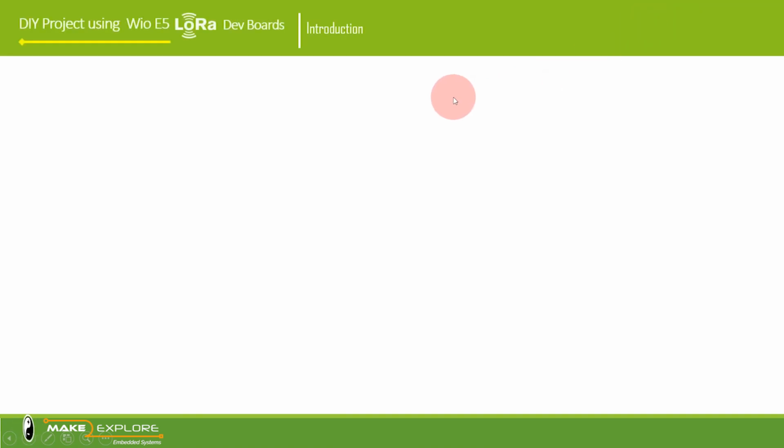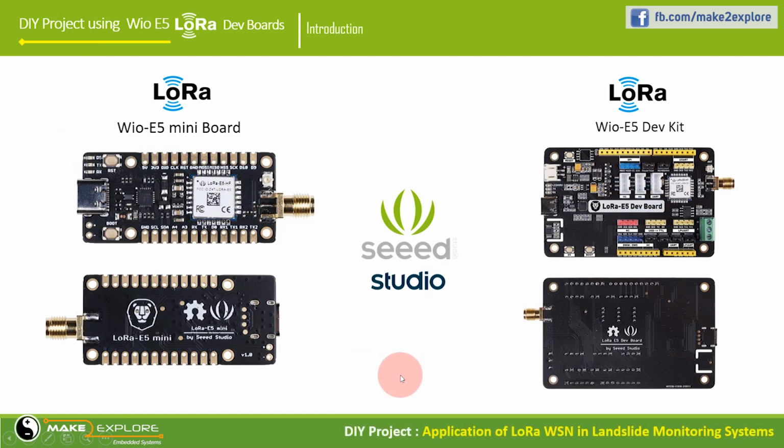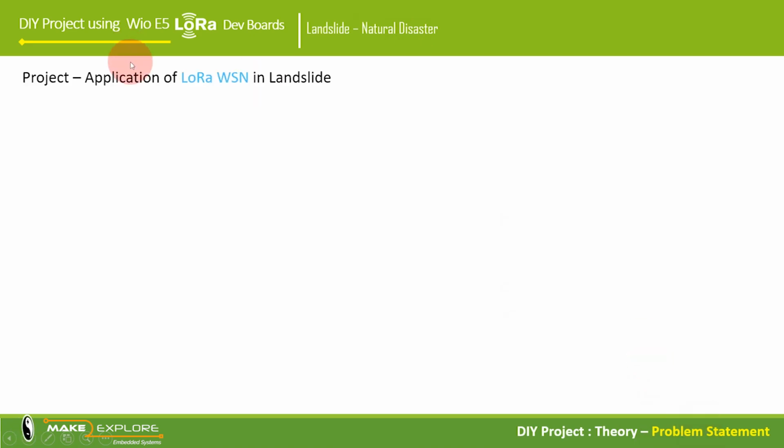In this video, we will see one interesting project based on these two LoRa development boards by Seeed Studio. We have seen their detailed review in the previous part. We will use them to design a DIY project to test the application of LoRa WSN, wireless sensor network, in landslide monitoring or detection systems. But before going into project design, let's know about landslide, a natural disaster. Let's see the theory and problem statement of the project.